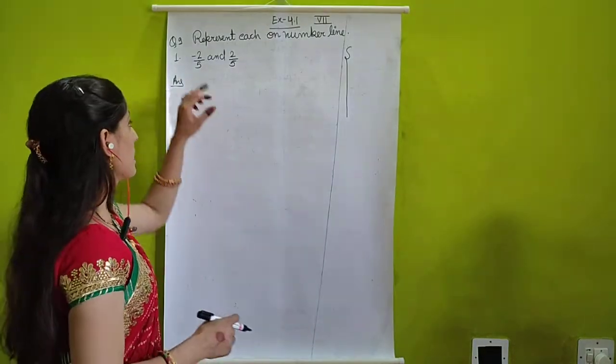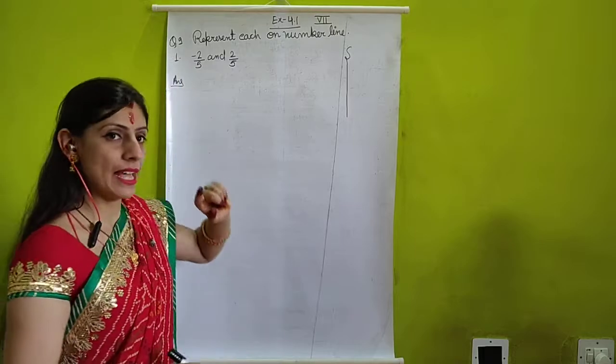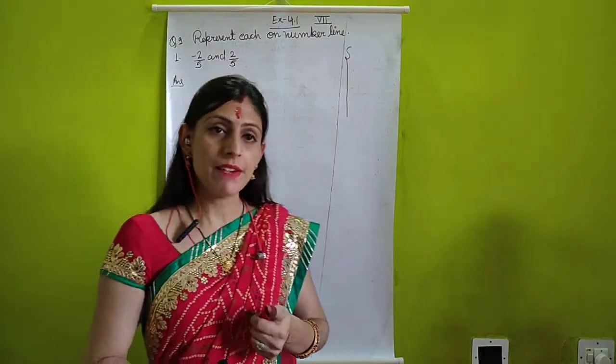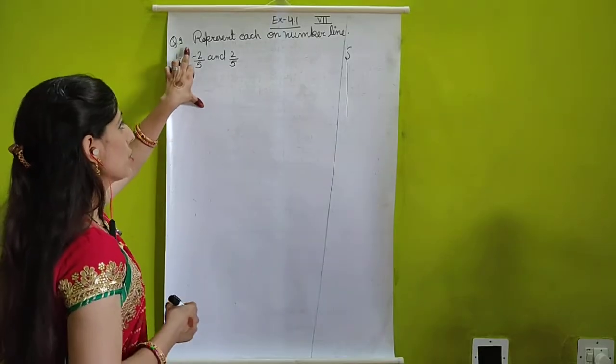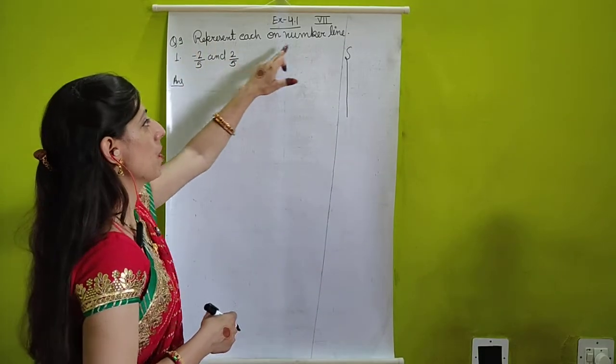Students, today we will discuss question number 9, question number 11 and question number 12. And we will start exercise 4.2 also. Students, question number 9 is: represent each on number line.